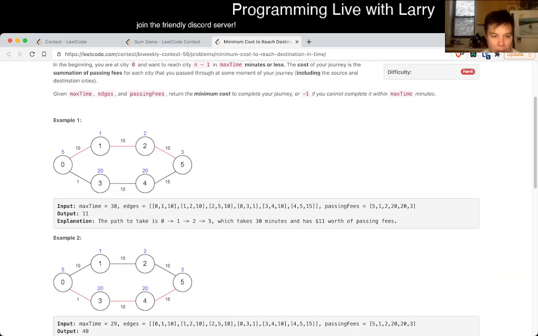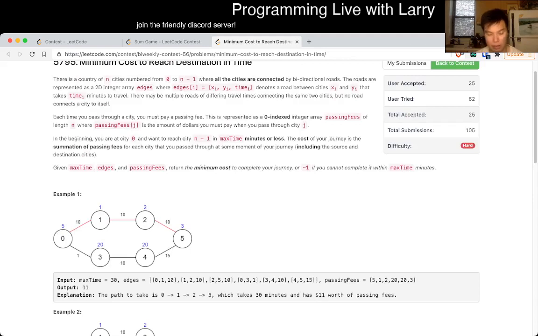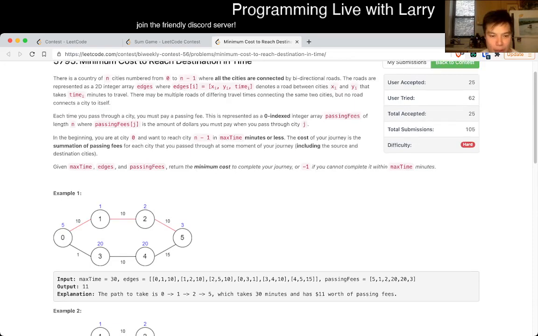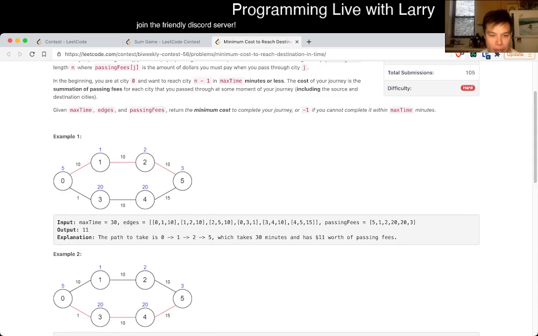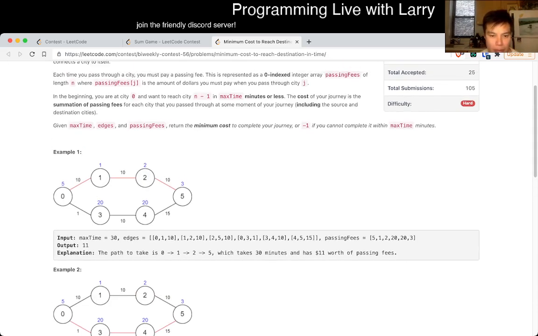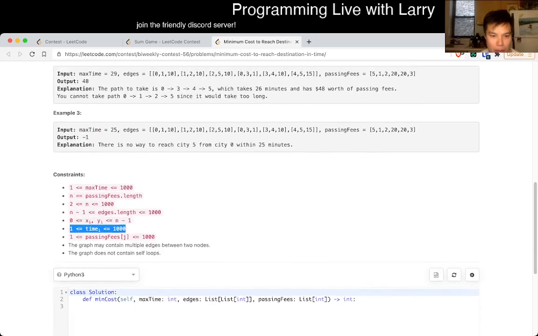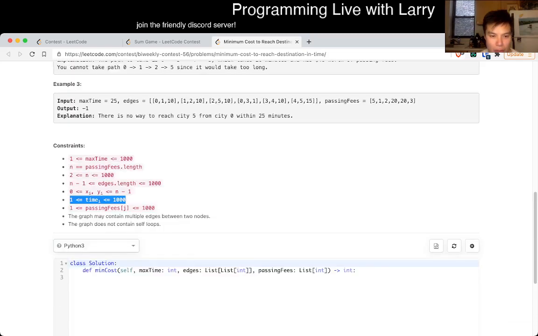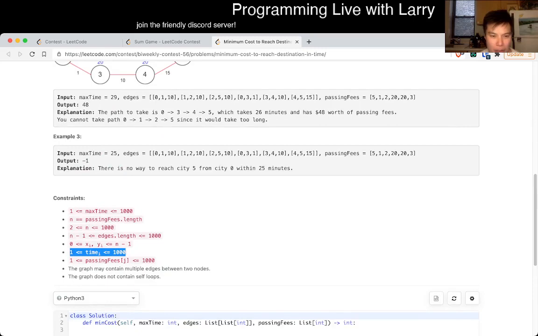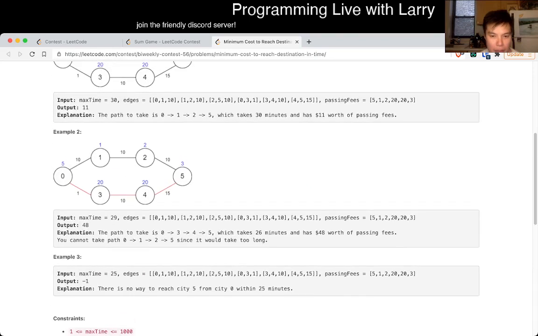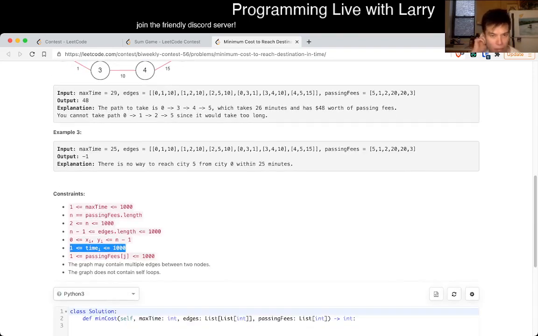What happens if I do a breadth-first Dijkstra? Dijkstra on time and cost. Does that make sense? Time is 1000. What does time equals 1000 mean? That means, what's max time? Max time is equal to 1000. So that's the bigger one.